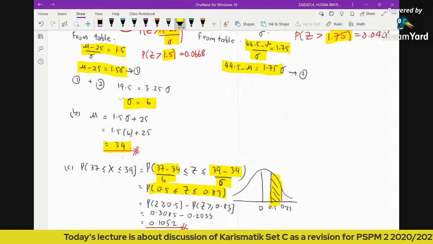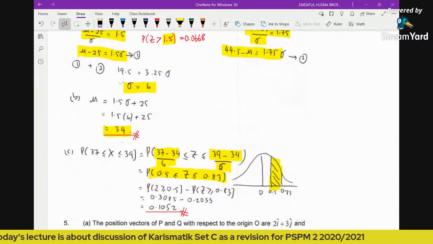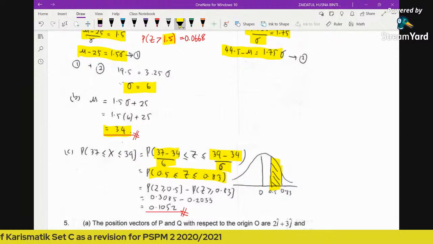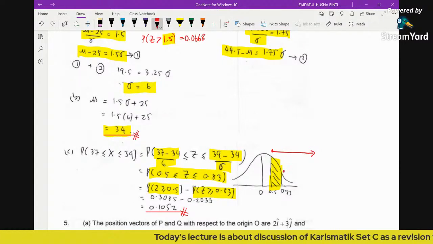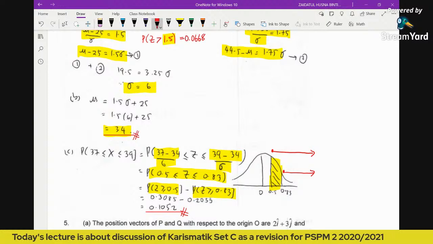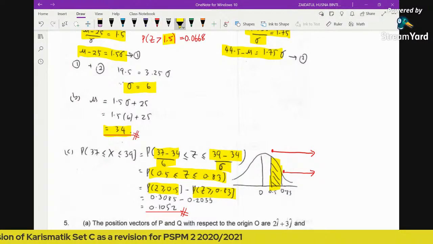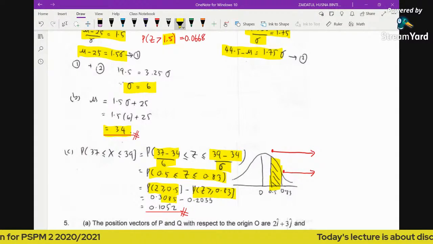In order to read the table, it will be the probability of z greater than 0.5 minus the probability of z greater than 0.83, which means we find the area from 0.5 to the right minus 0.83 to the right. Eventually you will get the area of the shaded region. So you just read the standard normal table carefully, and please use a ruler so that you won't miss out anything. Then this will be the answer.